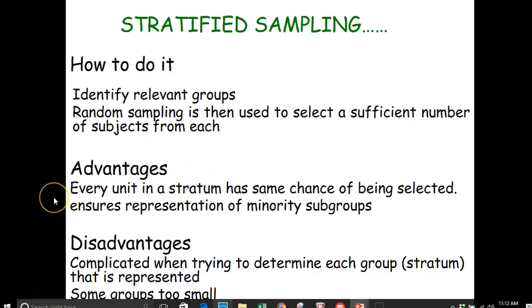The advantages are that you can really identify all of your different groups and ensure that every kind of person is represented. So this is really great if you have small minority groups and subgroups. The disadvantage is that it can get really complicated to figure out what your groups are, and sometimes the groups are too small to pick from.